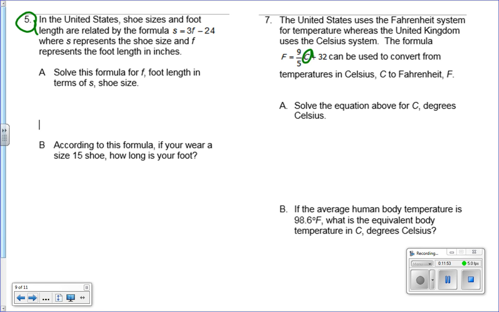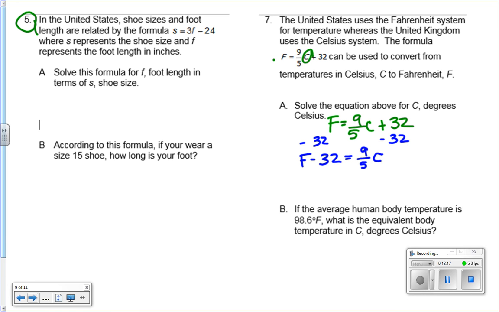So this formula as it is gives us Fahrenheit. We want to change it to where it gives us Celsius. So I need to start undoing, right? I'm going to rewrite it here. I want to get that C by itself. So first thing I need to do is subtract the 32 that's being added on. So F minus 32 equals 9/5 C.